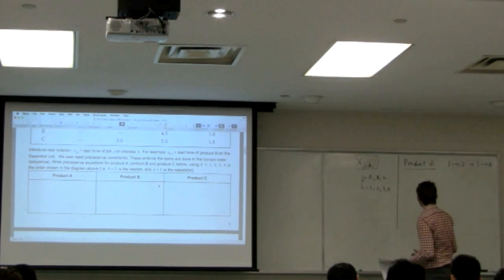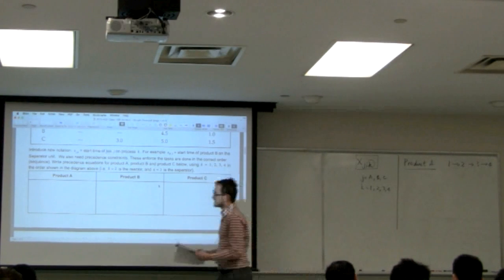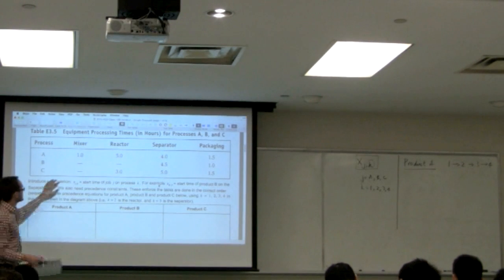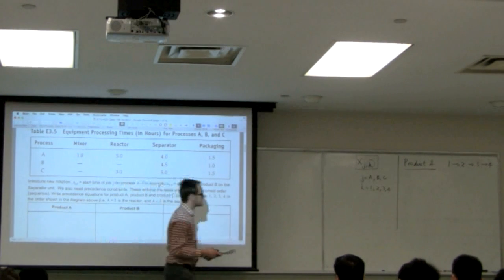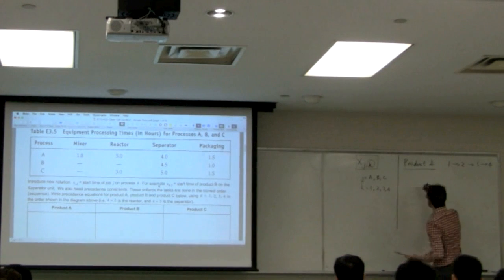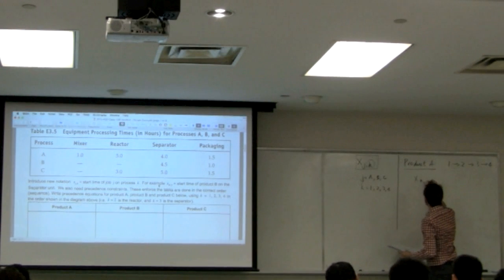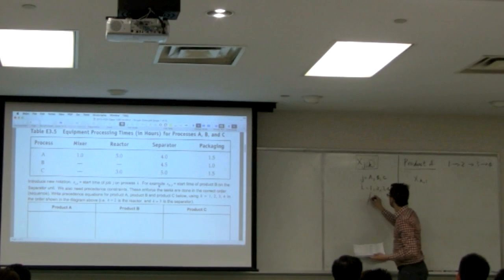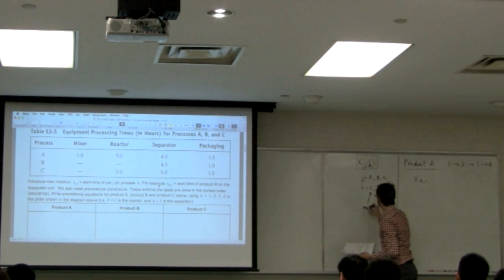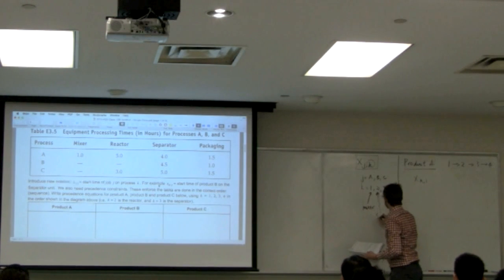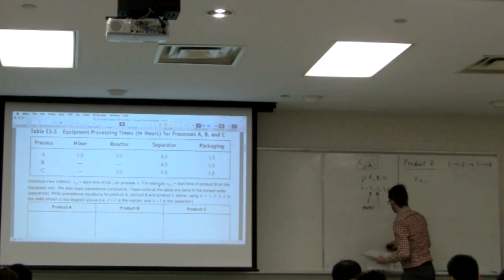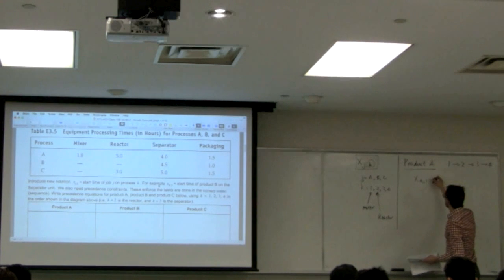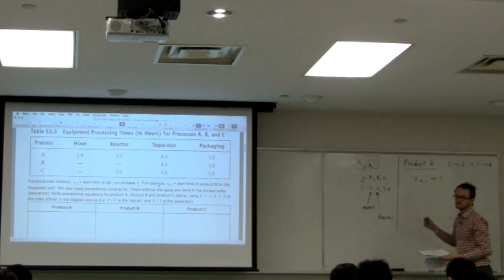To ensure that A is processed in the mixer first, before it goes into the reactor. So A is going to be in the mixer for 1 hour, and then it goes to the reactor for 5 hours. We'll simply write it as follows. XA in the mixer is 1. Two will be the reactor, and so forth. So A is in the mixer for 1 hour.